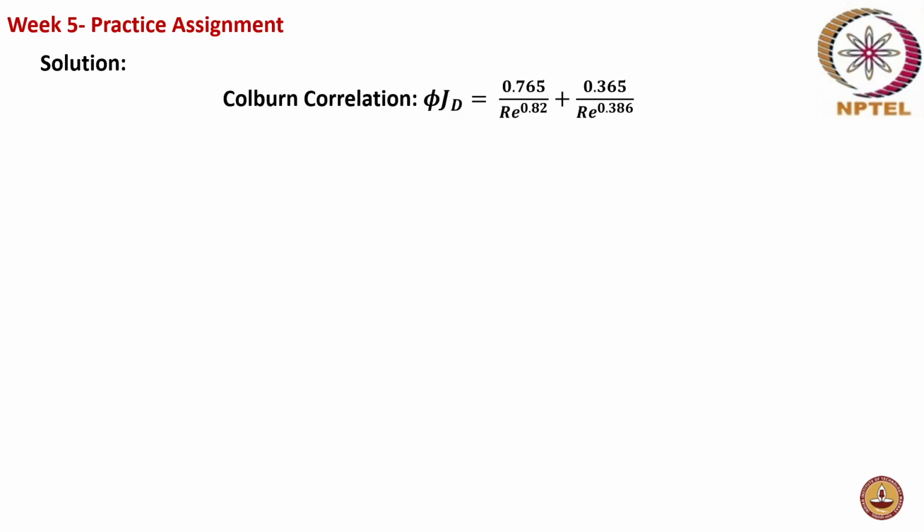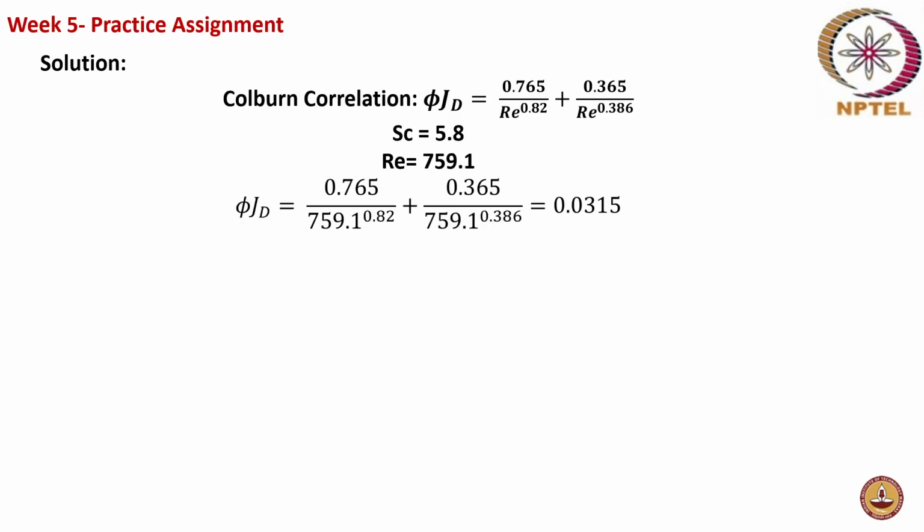So next, through the Colburn correlation. Your Colburn correlation, again, is 5 into JD is equal to 0.765 by Reynolds number power 0.82 plus 0.365 by Reynolds number power 0.386. Schmidt number is 5.8. Here again, your Reynolds number is going to be the same as the one calculated for the Thodos-Kramers correlation. Why? Because it is only the spherical particle. Again, there is no need of calculating any equivalent diameter. So in both the cases, your Reynolds number is going to be the same, 759.1.